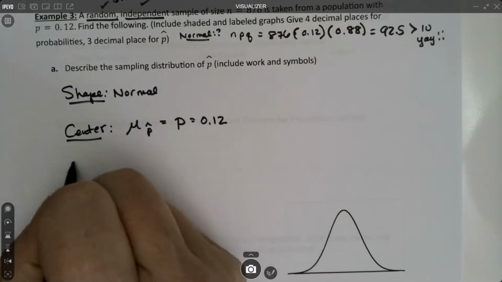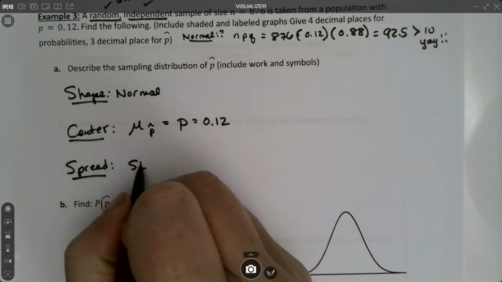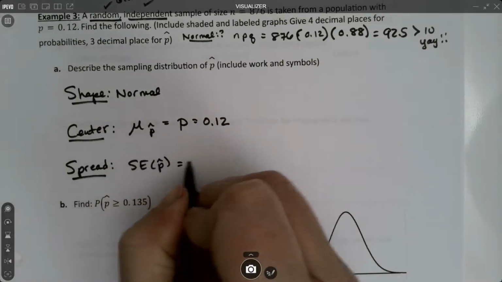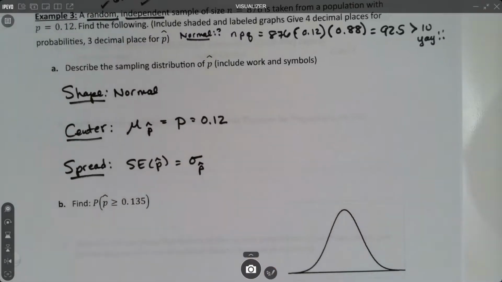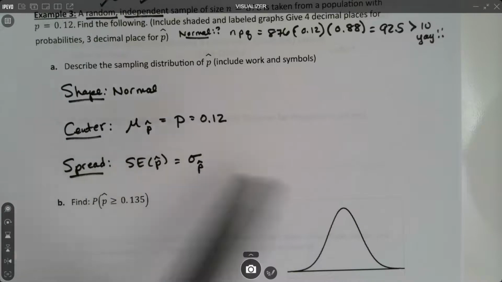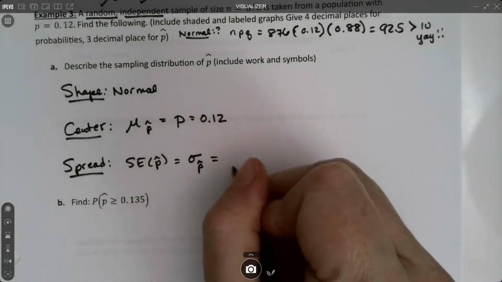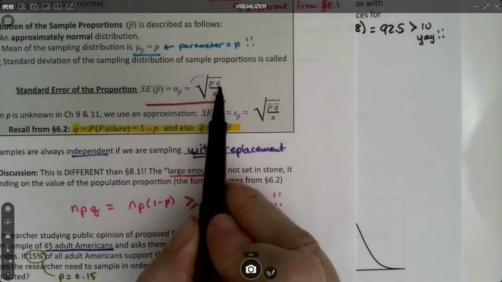All right. Then the spread is the standard error of the p-hats, or if you like, sigma p-hat. Either way of writing it is perfectly fine. This is kind of a newer way to write it, and this is kind of the older way to write it. And it's a big square root of p q divided by n.